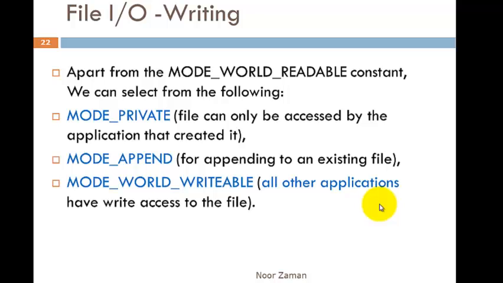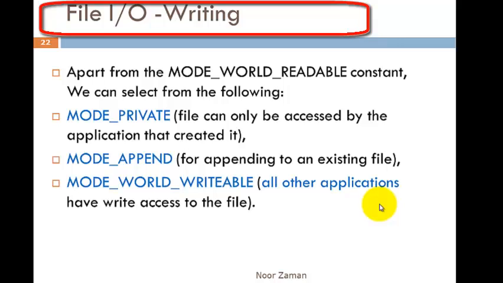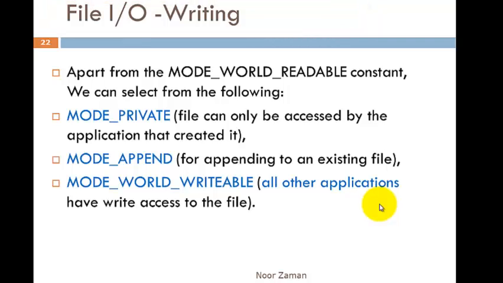For mode private, what we discussed already, another mode is the mode append. With mode append, if your file already exists, you can use this mode and add further text into the same file. Another mode is the mode world writable, where all other applications have the right to access the file. These are concepts, most of which we already discussed in Java, and here we are just recapping before going to the example so you can understand things in a more appropriate way.